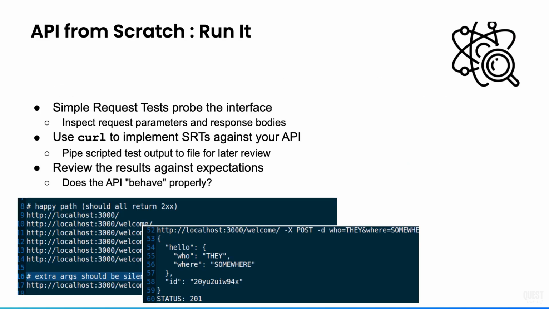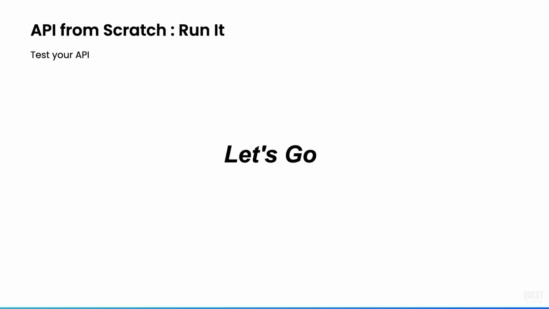Now, you remember from earlier, we talked about using simple request tests to probe the interface. That's what we're going to focus on today. We're going to inspect the request parameters and response bodies. And we're going to script curl to implement these simple request tests against our API. And then we're just going to eyeball the results. Are these APIs behaving as we would expect? So we've got a set of tests that we can run using the ALPS and diagram information, and that's how we're going to put together our test. So let's go build a handful of tests for our new to-do API.